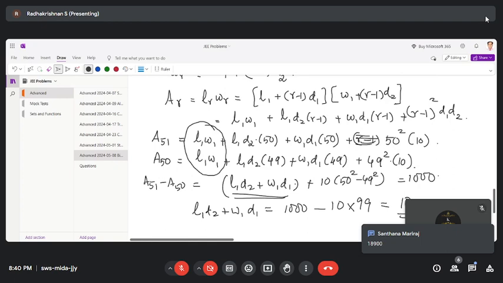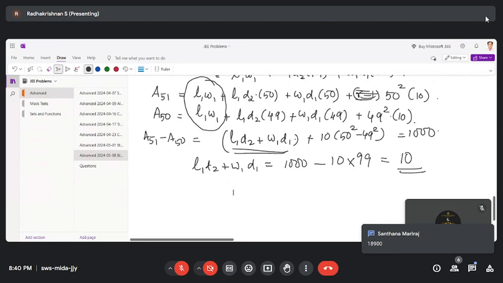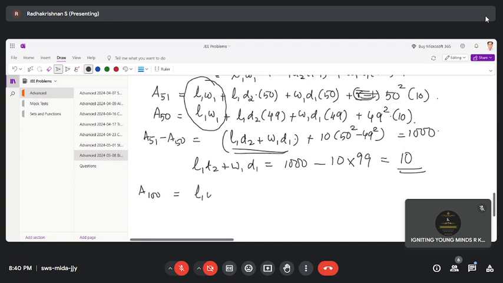Super. So I'll just complete it for the sake of it. Okay. Maybe A100 equal to, yeah, 100 square into 10. அதே மாதிரி A90. So இது மைனஸ் இது ஓகே.